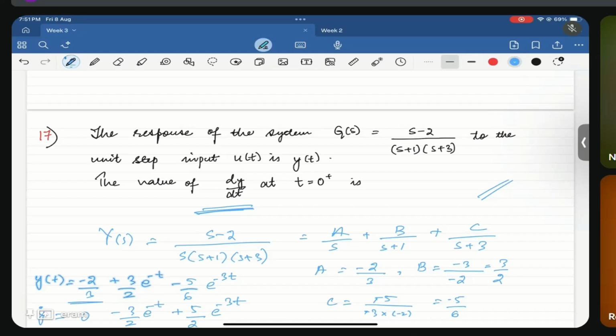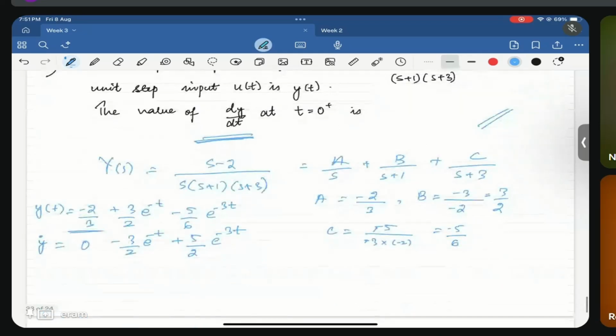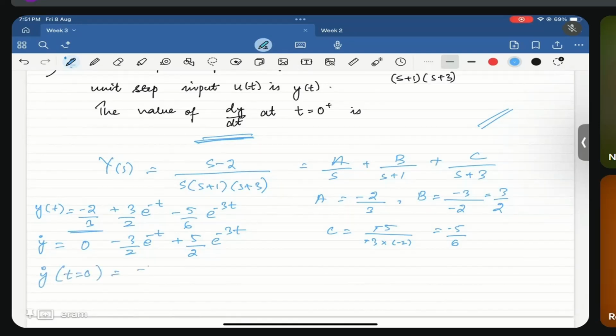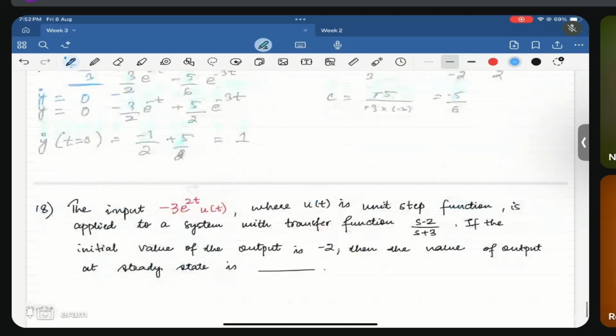So what is the value at t equals 0? Put t equals 0. y dot at t equals 0 will be minus 3 by 2 plus 5 by 2, which is nothing but 1. Okay. Clear, everyone? Yes, ma'am.